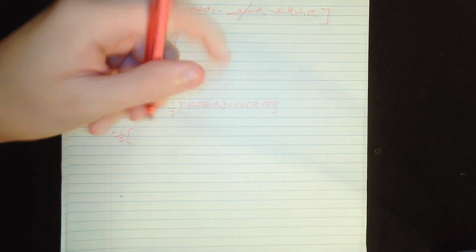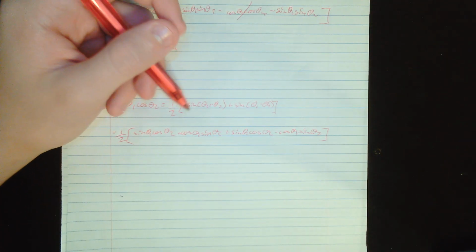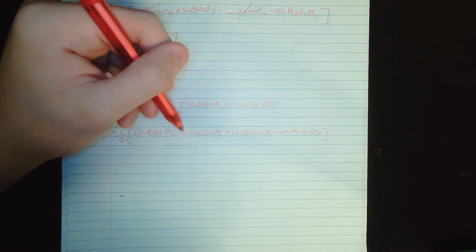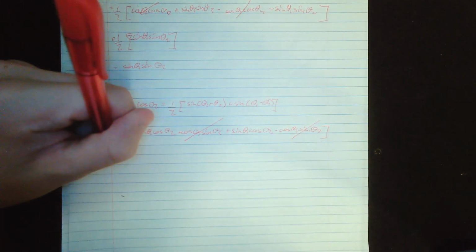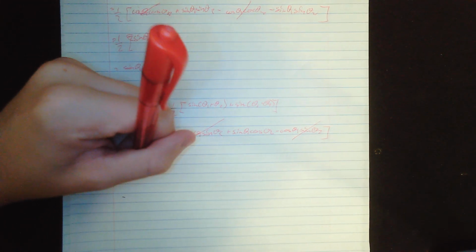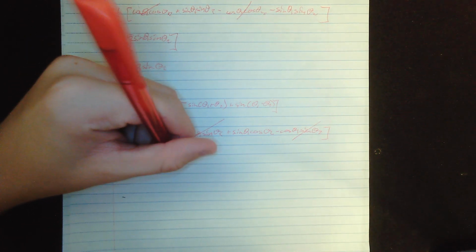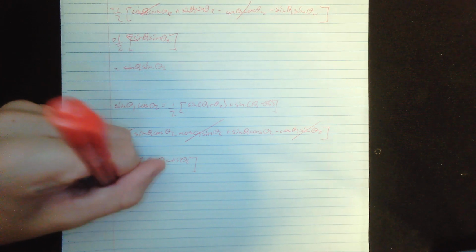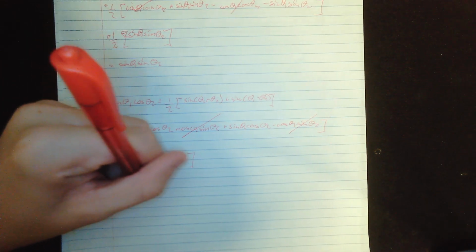So we have 1/2 bracket sine of theta 1 cosine of theta 2 plus cosine theta 1 sine of theta 2 plus the sine of theta 1 cosine of theta 2 minus the cosine of theta 1 sine of theta 2. We have a positive cosine of theta 1 sine of theta 2 and a negative cosine of theta 1 sine of theta 2. These cancel out, leaving us with 1/2 times 2 sine of theta 1 cosine of theta 2, which multiplies out to sine of theta 1 cosine of theta 2.